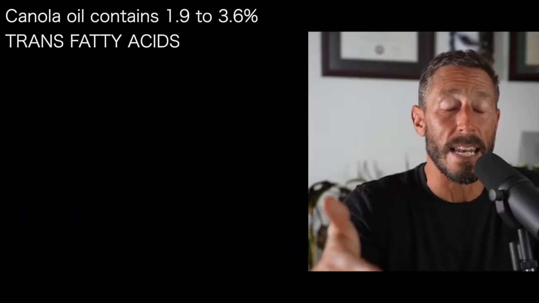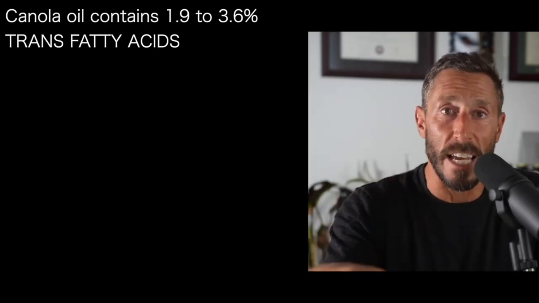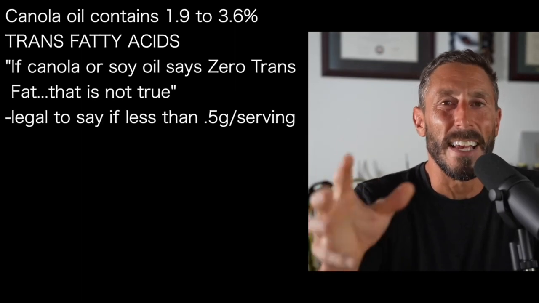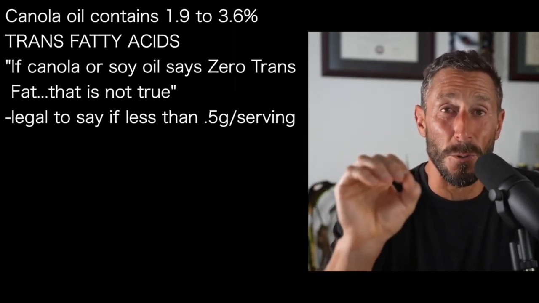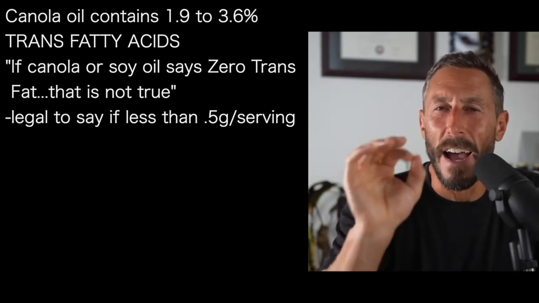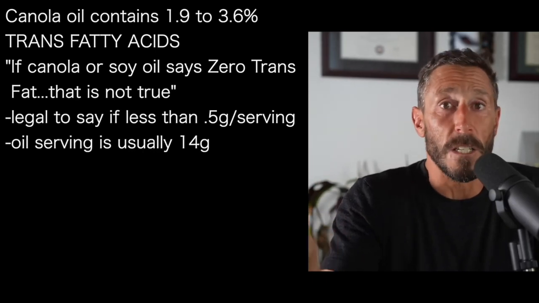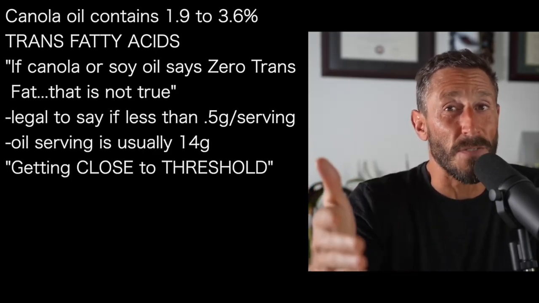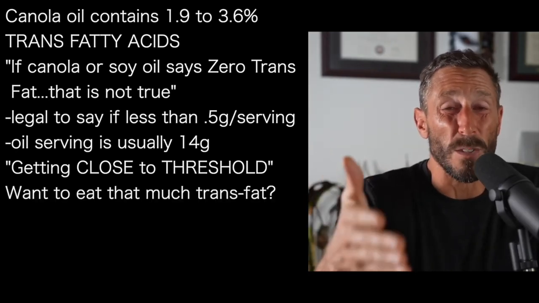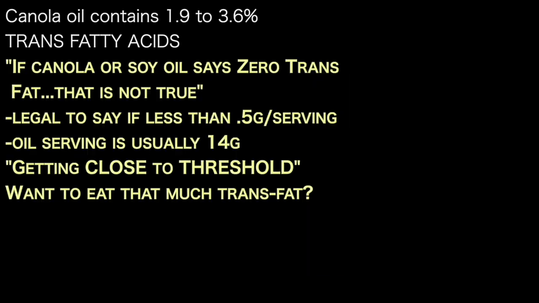Canola oil contains between 1.9 and 3.6% trans fatty acids, which are formed in the process of heating and hydrogenation and oxidation. And this is a pretty significant level. When oils like canola or soybean oil say zero trans fat, that is not true. Manufacturers can technically say that if they have less than 0.5 grams of trans fat per serving. Well, a serving of oil is usually only 14 grams, a tablespoon, maybe even a teaspoon. But if the oil is 1.9 to 3.6% trans fatty acids, they're actually getting pretty close to that threshold, though they're not exceeding it. But do you want to eat an oil that's 1.9 to 3.6% trans fatty acids? Definitely not if those are trans fatty acids from vegetables.